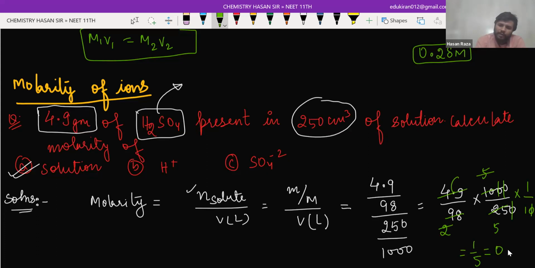After the decimal, you will get 0.2. So basically, this is the molarity of H2SO4 solution. You can easily apply the formula and get the answer. Is that clear? Everyone is with me up to A?